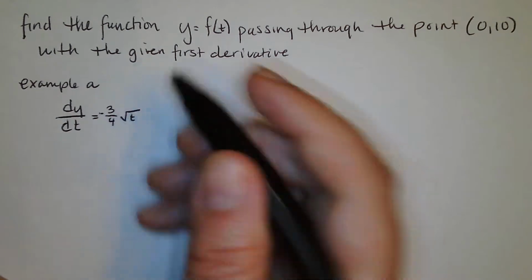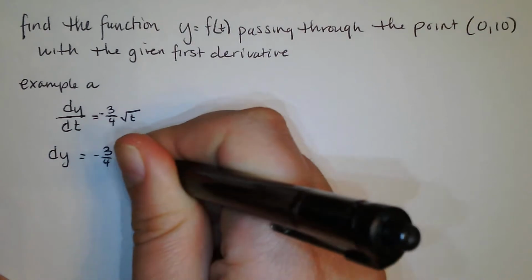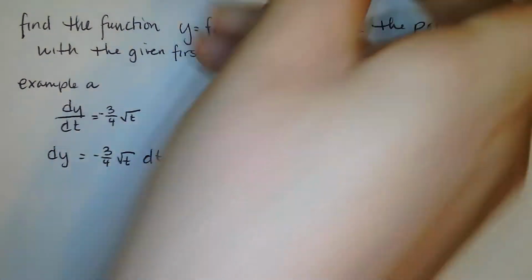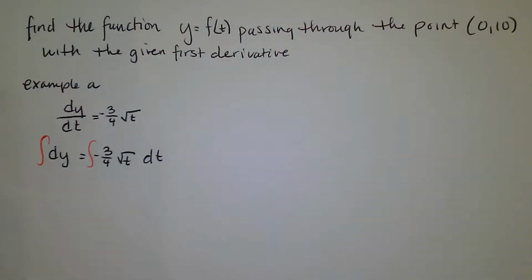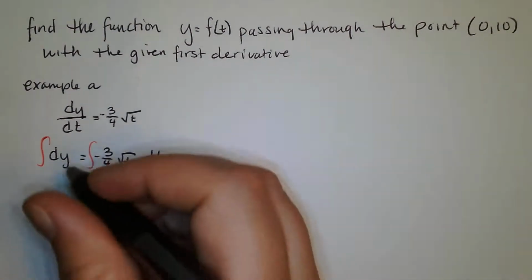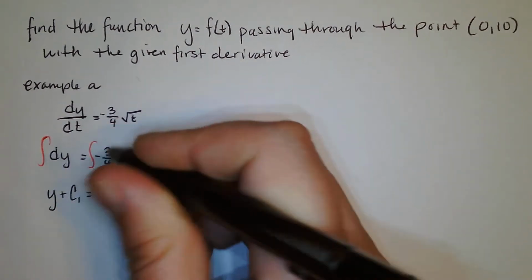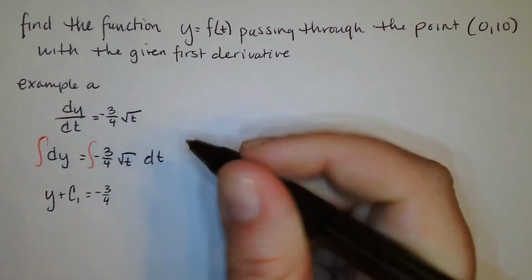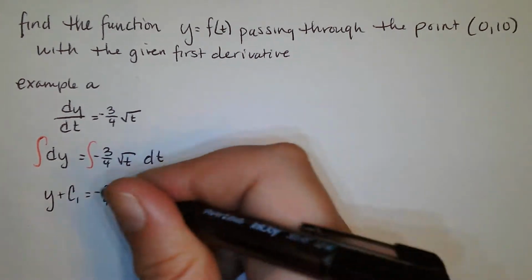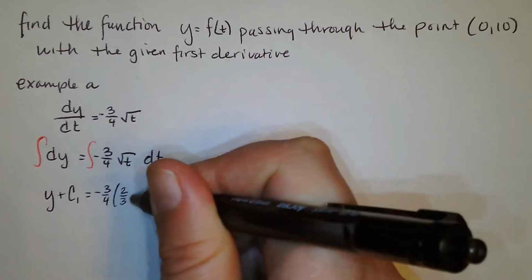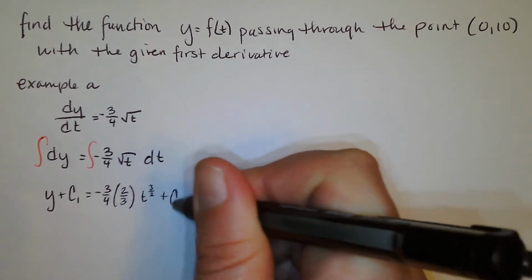So we're going to move the dt over here. So we're going to have dy is equal to negative 3/4 square root t dt. And now we can integrate both sides. And this isn't too bad. We're going to get y plus c1 is equal to negative 3/4. When I integrate this, I'm going to move this as a power of 1/2. I'm going to move it to 3/2. I'm going to multiply by 2/3, which is the reciprocal of that. And then t to the 3/2 plus c2.